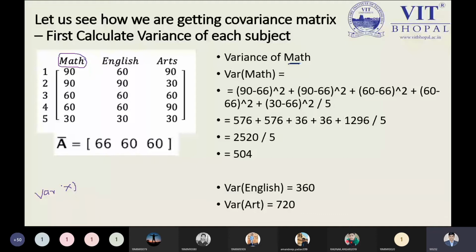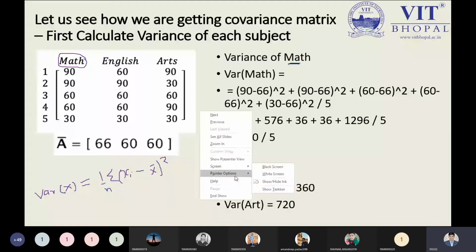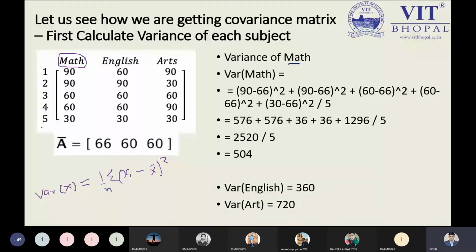It is summation of 1 upon n, summation of xi minus x bar, whole square. Just put all these values and you will get the variance. Let me explain what these values are. I'm marking them with an arrow so you can understand. How many total pieces of information do we have? Five rows, so this n would be 5.